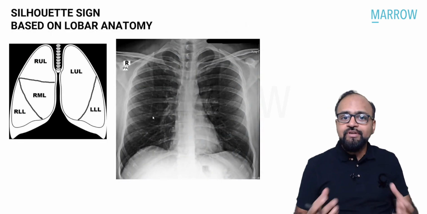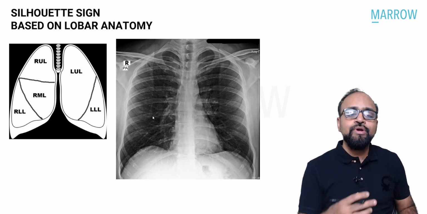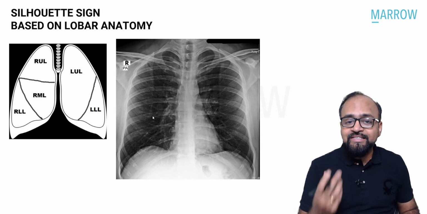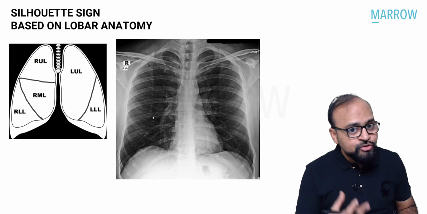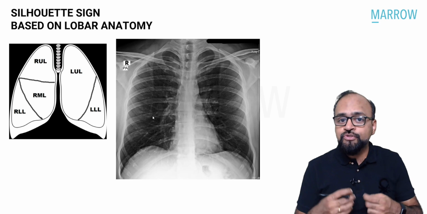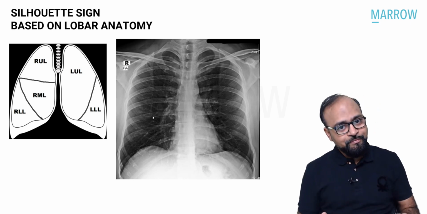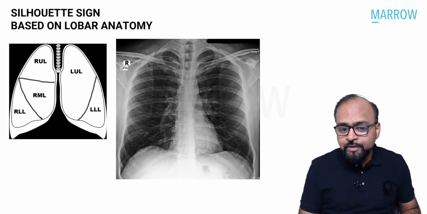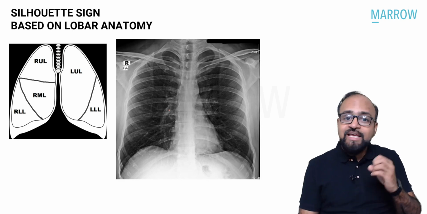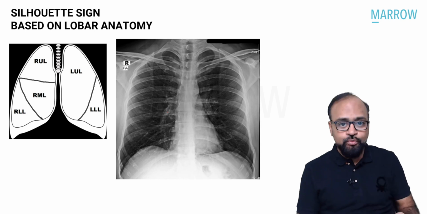Now see, whenever a question on Silhouette sign is asked, you look at a chest x-ray, you look at the opacity or where it is located, and you look at what adjacent margin is lost or not seen. It is only when a particular margin is lost, obscured or not seen that it is called Silhouette sign positive. Thus when you identify a particular margin which is lost or blurred or not seen, look at the adjacent lung. What lobe is located over there in the adjacent lung? That is the lobe which is affected.